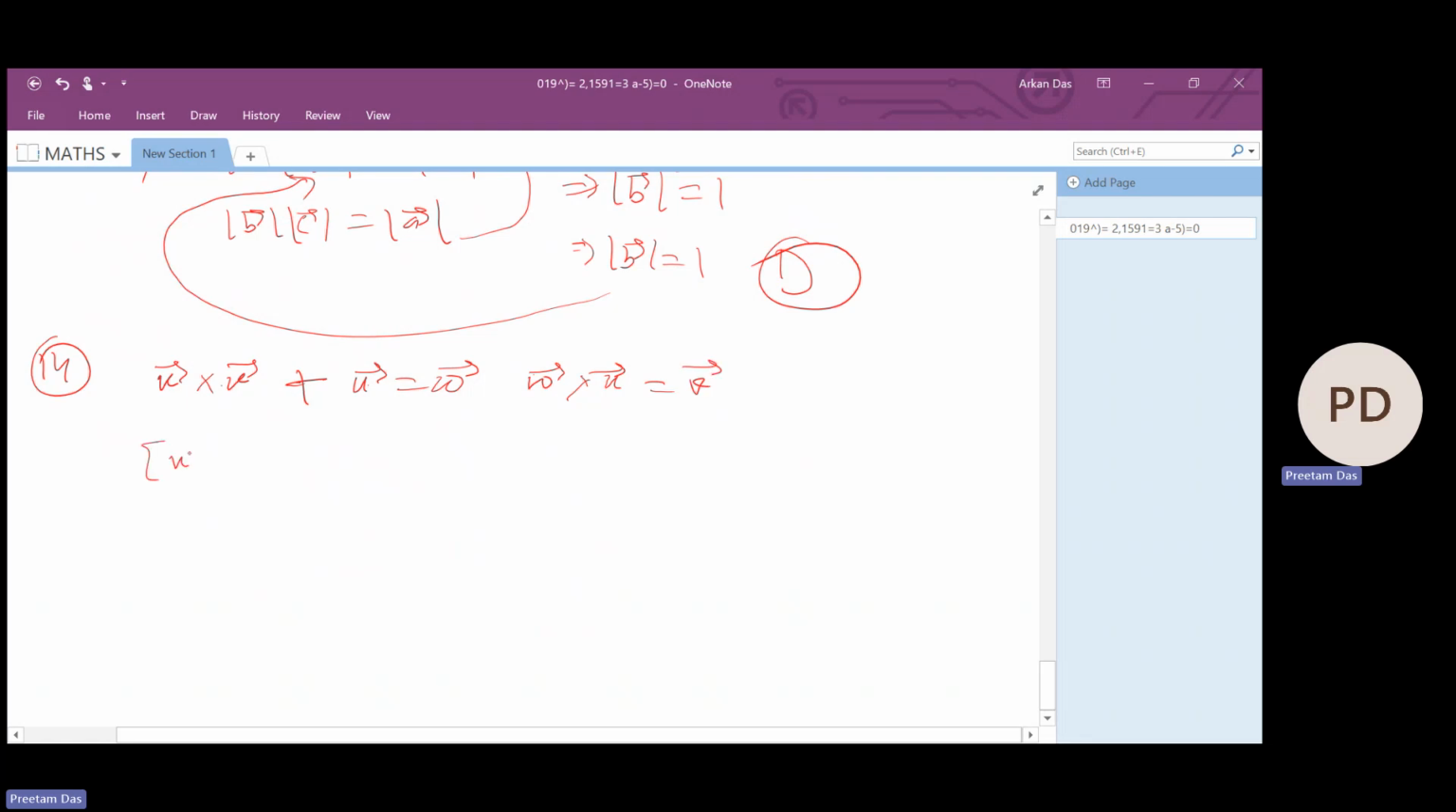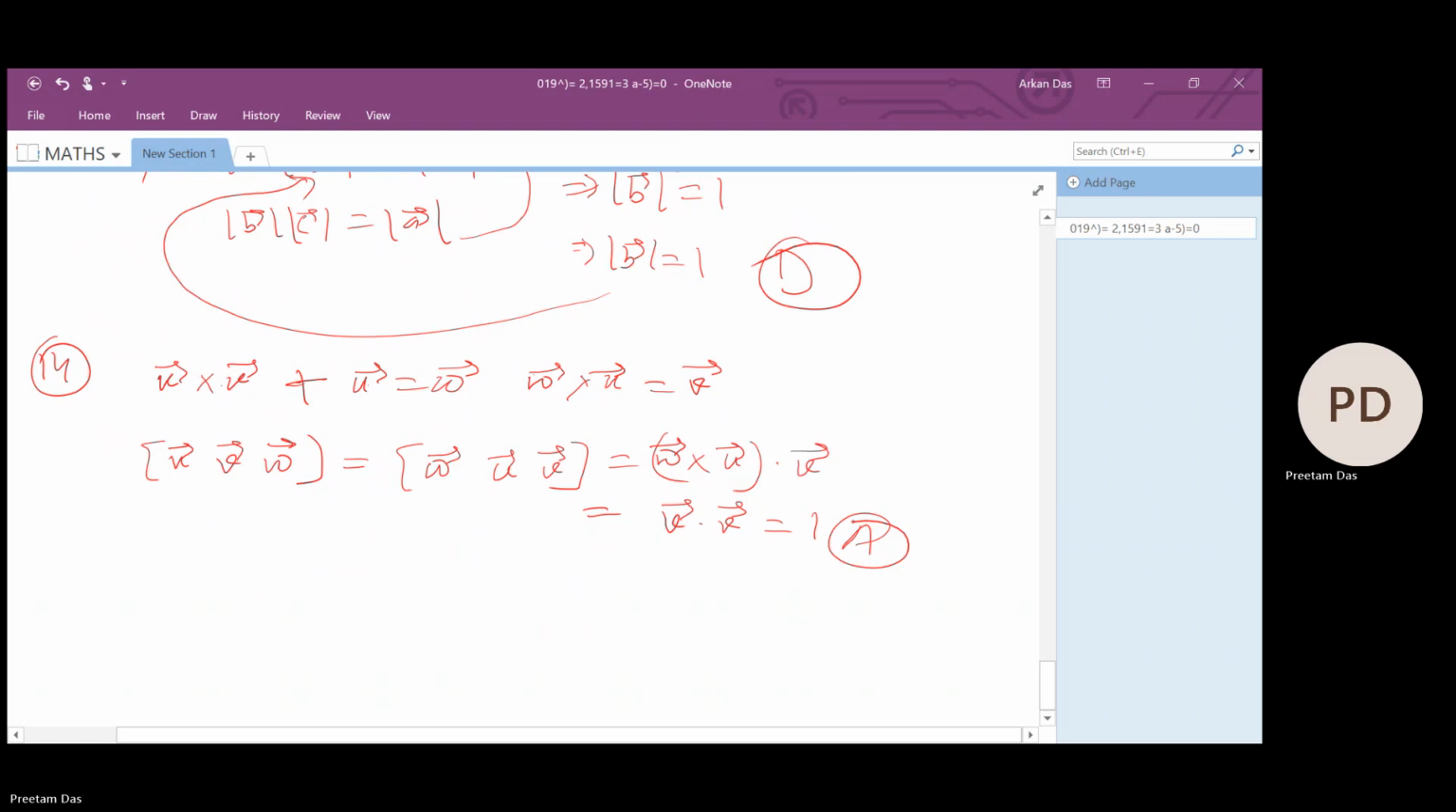So they have asked you this scalar triple product. By property of scalar triple product, we can write this as W U V. So we can write this as W cross U dot V. Remember, here we have used another property of STP, scalar triple product, that is the dot and cross can be interchanged. So W cross U, in the question, they are given to be V. So V dot V. All of these are unit vectors. So the answer is 1. So option A.